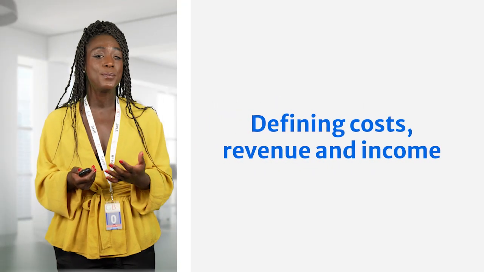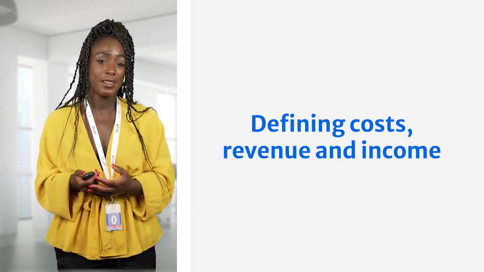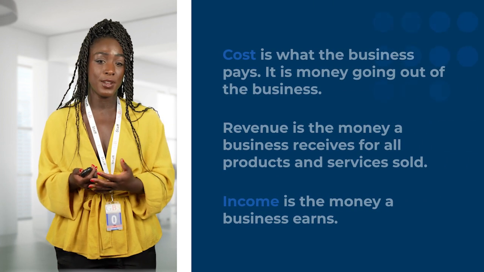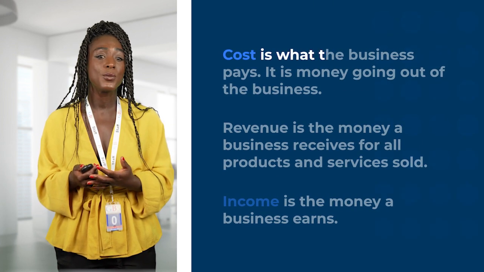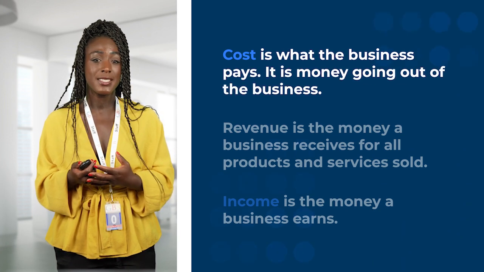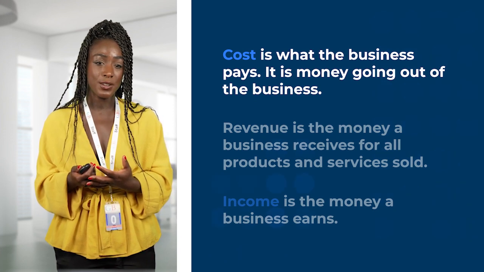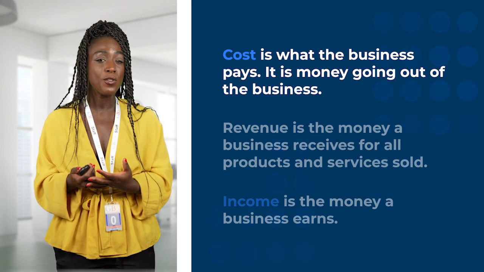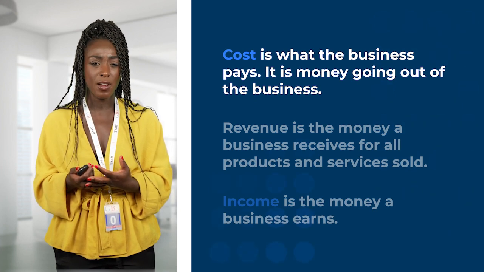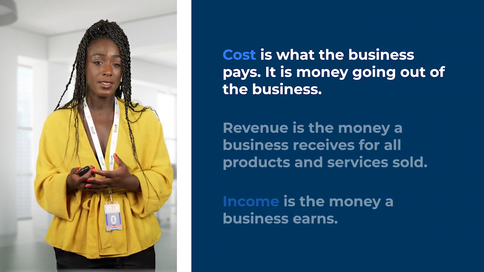We have said that a business must keep track of their costs, their revenue, and their income. What do each of these terms mean? We are all familiar with the first term, cost. Cost is what a business pays. It is money going out of the business. The second and third terms, revenue and income, may seem familiar too, but defining them may not be so straightforward. You might ask, aren't revenue and income the same thing? In business terms, there is a difference.